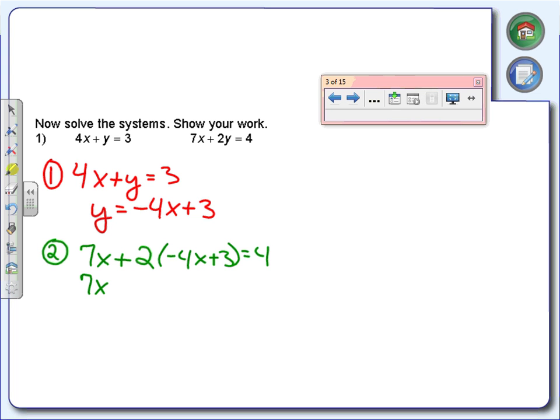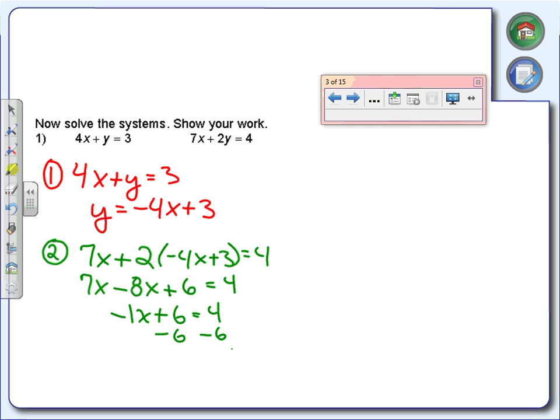So 2 times the negative 4x is the negative 8x. 2 times 3 is going to give us a 6. So here's what I've got so far. Now I'm going to combine the like terms. 7x minus 8x is going to give me a negative 1x. By the way, notice all this work that we're doing right now, that is step number 3. The work that we're doing right now is step number 3.